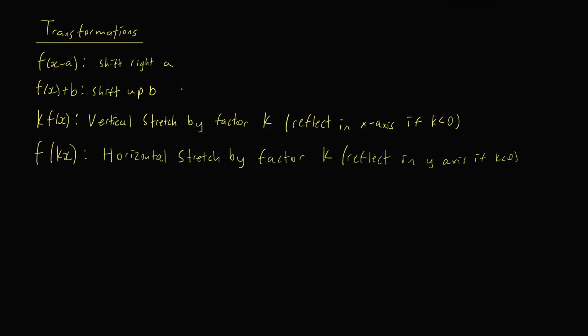If it's k times f of x, there's a vertical stretch by a factor of k, and it reflects in the x-axis if k is less than 0. And if it's f of k times x, there's a horizontal stretch by a factor of k and reflects in the y-axis if k is less than 0.